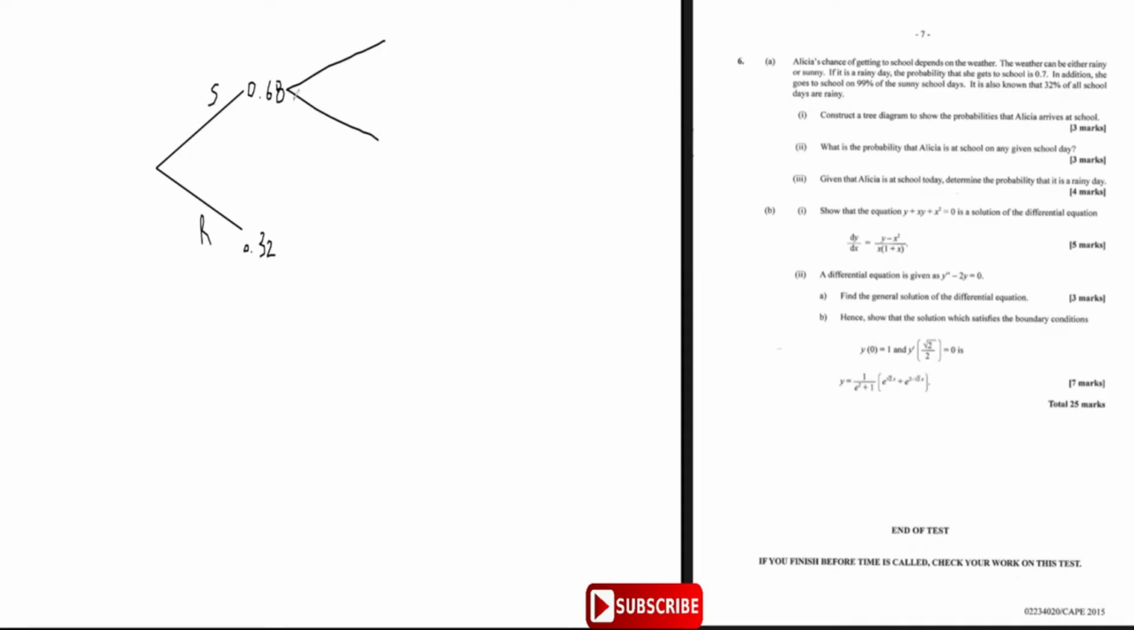So again, given that it is sunny, the chance of her going to school is, it said she goes to school 99% of the time once it's sunny. So this is 0.99, and so this is 0.01. This is the chances of Alicia going to school. I'm gonna write AG, which means Alicia going to school. The chance of Alicia not going to school, AG prime, is 0.01.